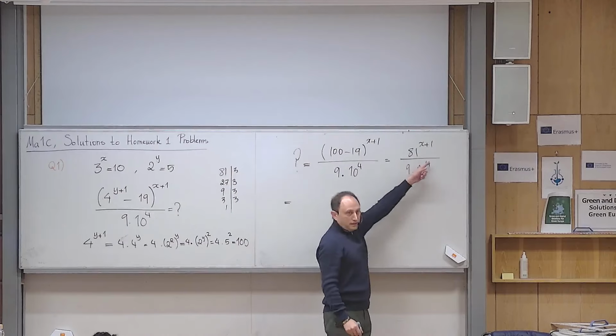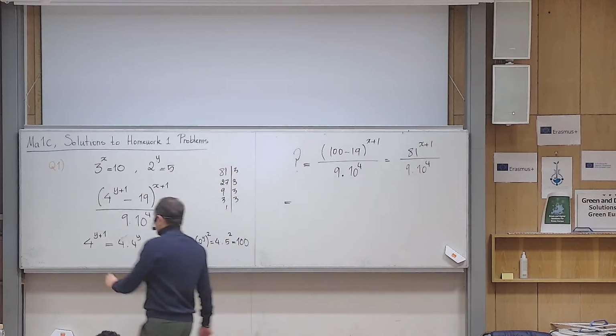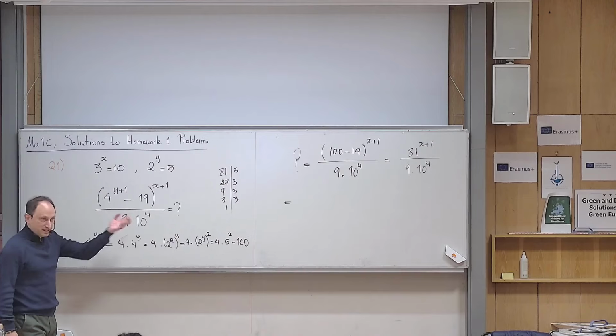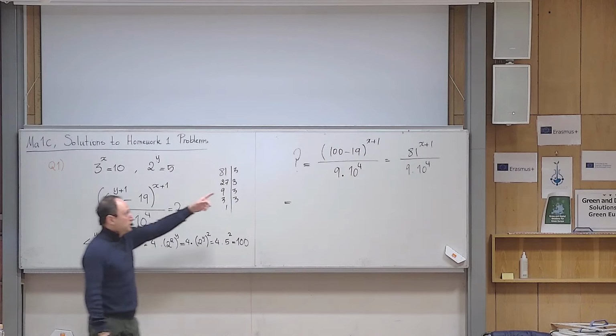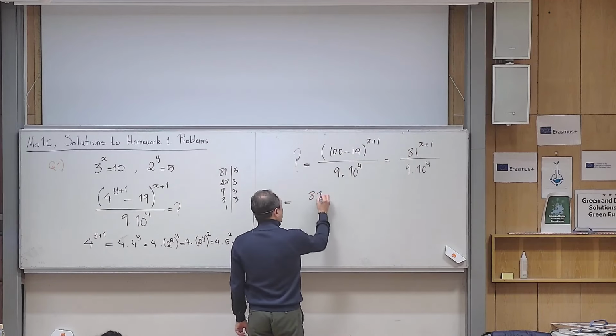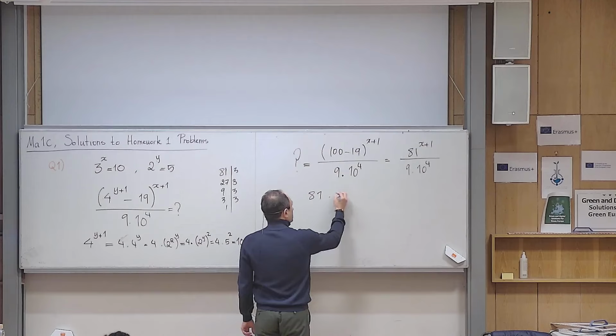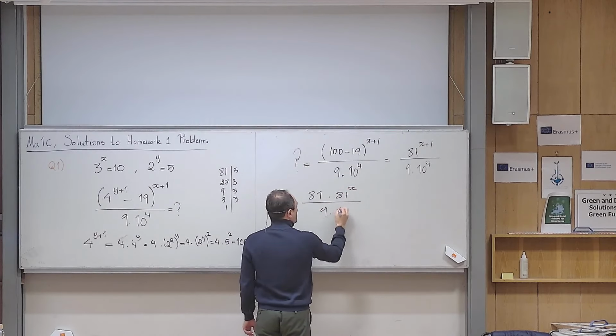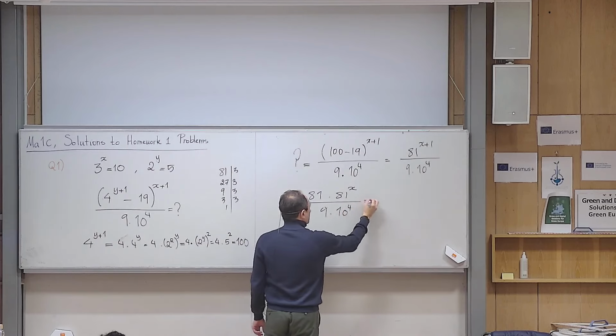But before doing that, we had one experience here. Can you tell me, before doing that, what should I do? It's a little bit better if I do that one first. I take 81 out, because I have 81 to the power x plus 1. I can write it as 81 times 81 to the power x divided by 9 times 10 to the power 4. I continue.